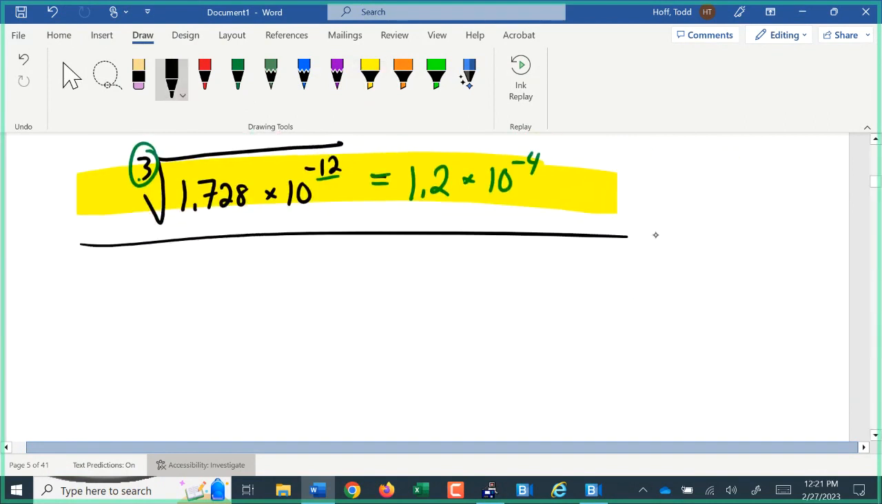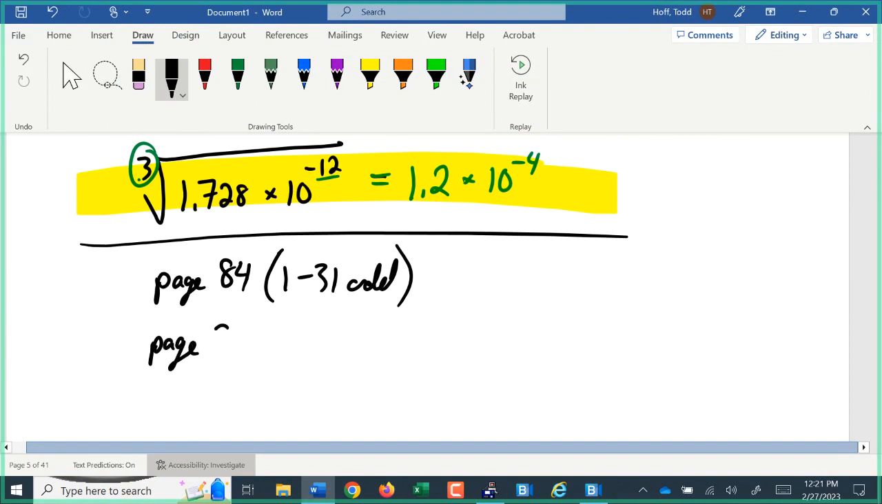For now, I'm going to have you work on homework out of the book. Page 84, problems 1 through 31. Just do the odds. So 1, 3, 5, 7. And then page 87, 88, 1 through 39. Also just do the odd numbered problems there. 1, 3, 5, 7.